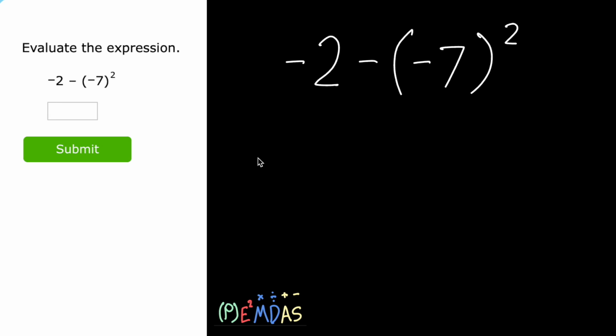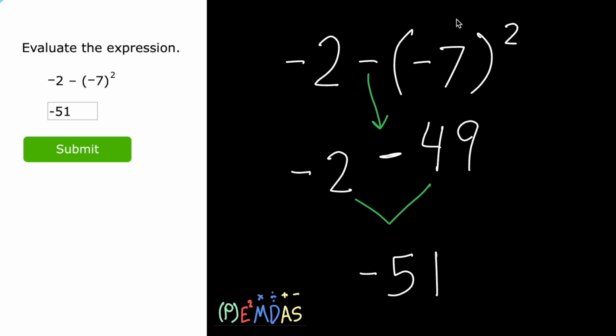In this question, we have to solve the exponent before we can subtract. -7 squared is positive 49, but don't forget this subtraction symbol. We still have to do -2 minus 49, which gives us -51.